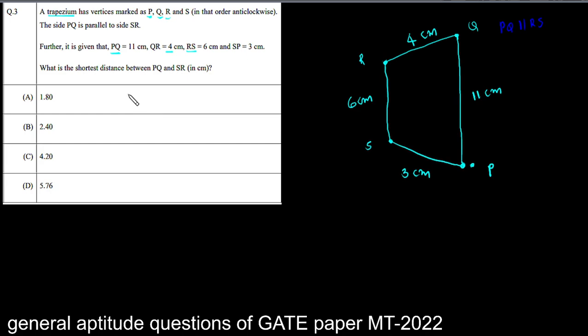But now here they are asking the shortest distance between PQ and SR. That means we have to find the shortest distance between those two parallel lines. But now we know for any two parallel lines, the minimum distance between them is nothing but the perpendicular distance between the two lines.